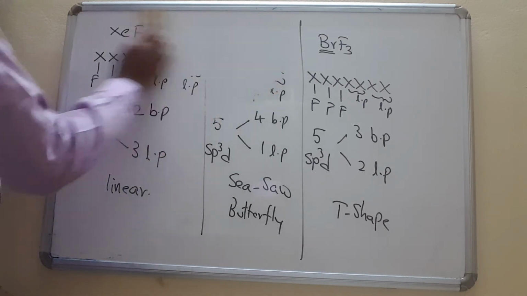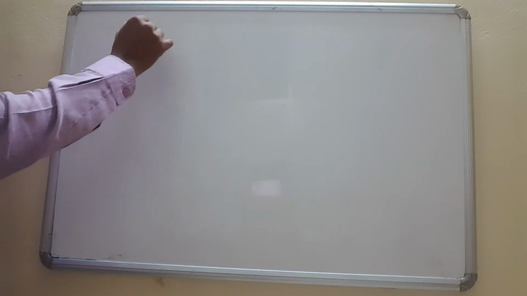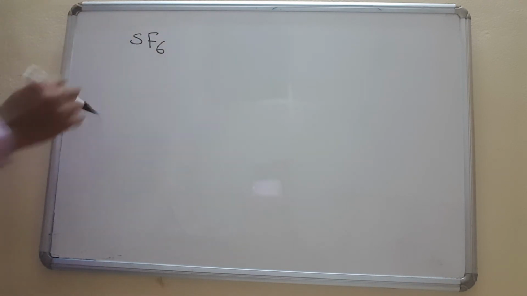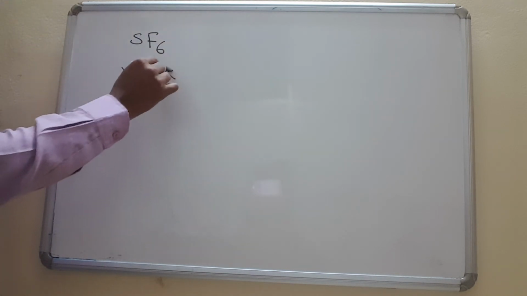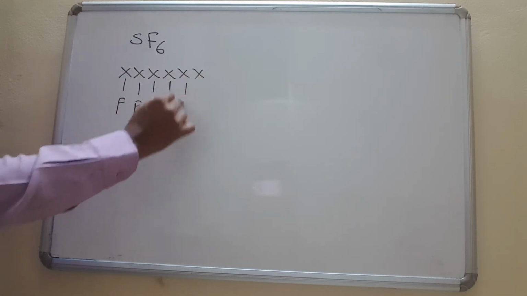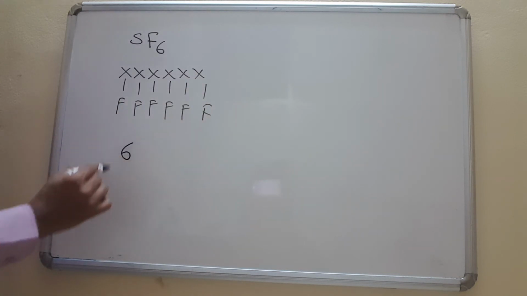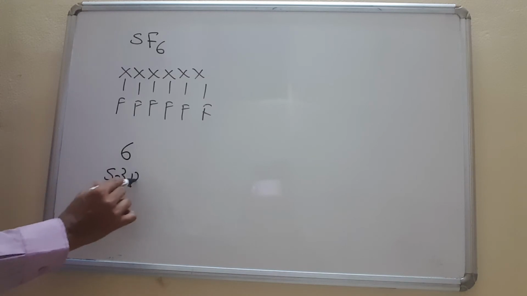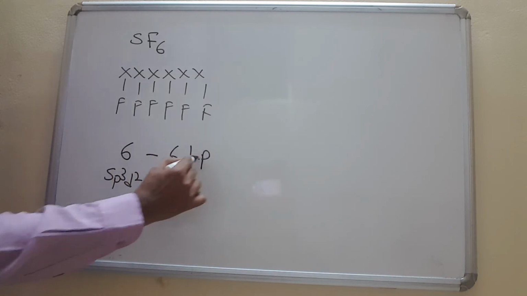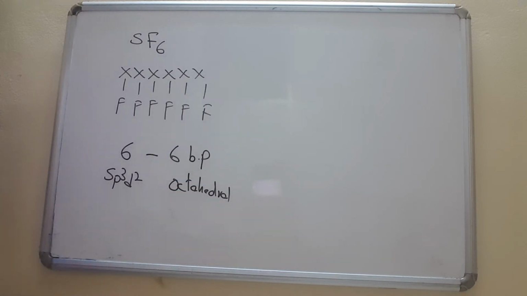Okay, then next, in case of 6 pairs we can treat SF6. Okay, so sulfur is a sixth group: 1, 2, 3, 4, 5 and 6. So how many fluorines are there? 6 fluorines. Okay, so in this one total pairs are 6. So hybridization is sp3d2. 6 are bond pairs, no lone pairs. So its geometry is octahedral.